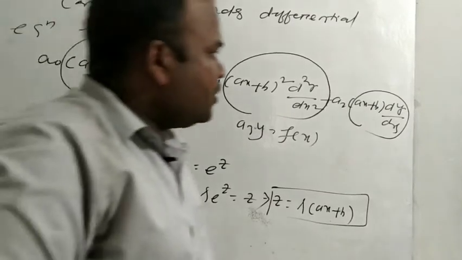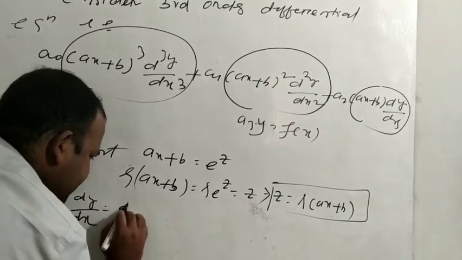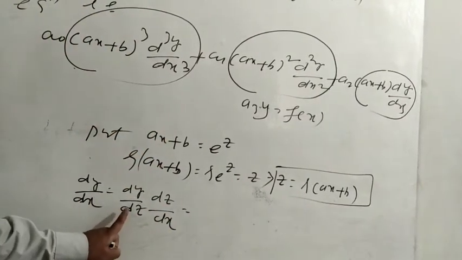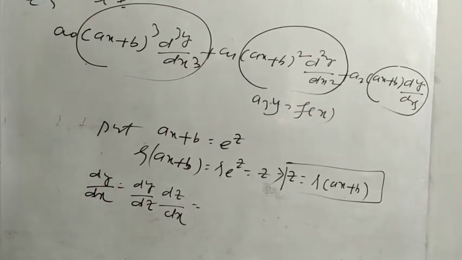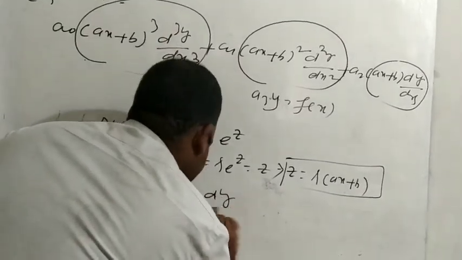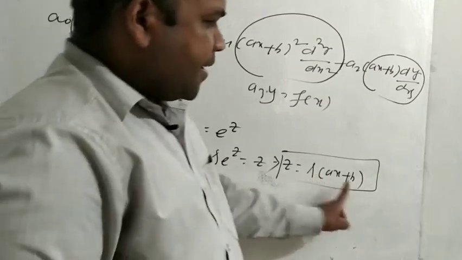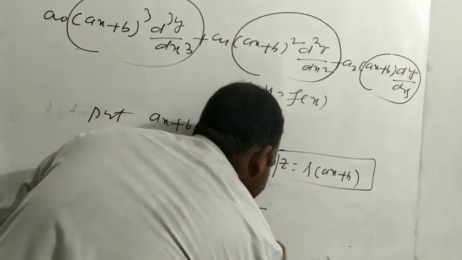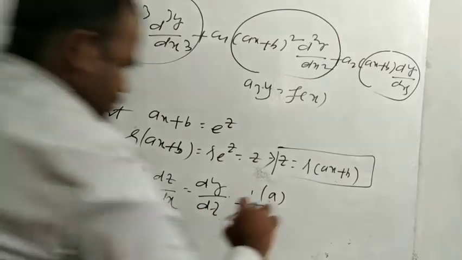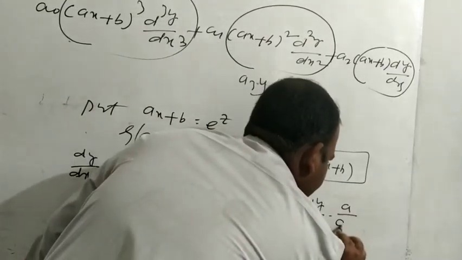Now you will find the value of (ax plus b) into dy by dx. You know that dy by dx you can write as dy by dz into dz by dx. By the cancellation of dz and dz you will get dy by dx. So what is the value of dz by dx? You will differentiate z with respect to x. So this is dy by dz into the derivative of log of (ax plus b), that is 1 upon (ax plus b), and the derivative of (ax plus b) is a, since b is constant and its derivative is 0. So this is dy by dz into a upon (ax plus b).